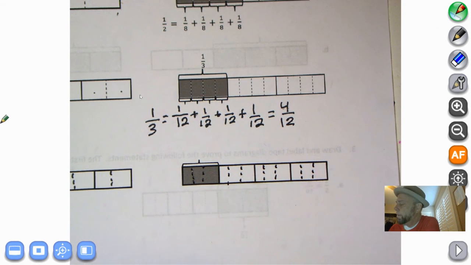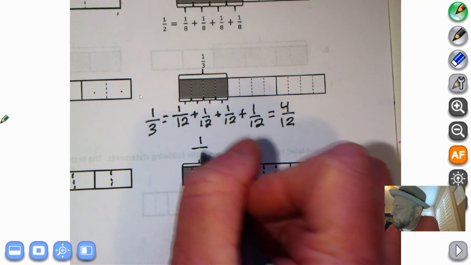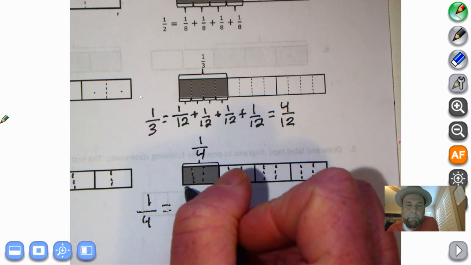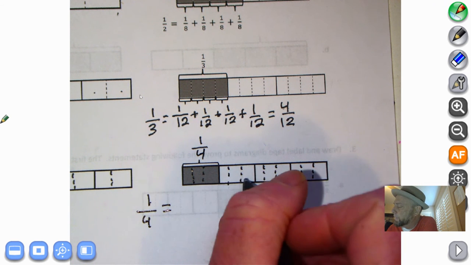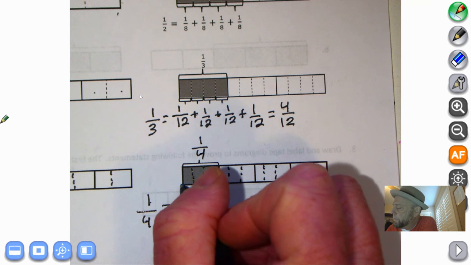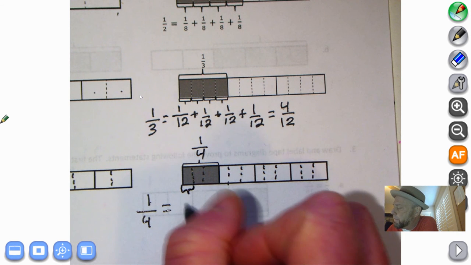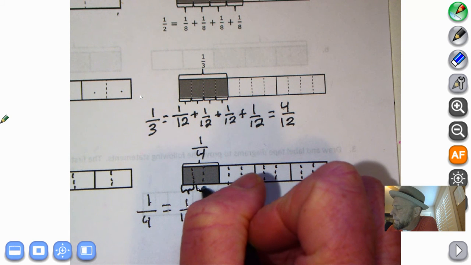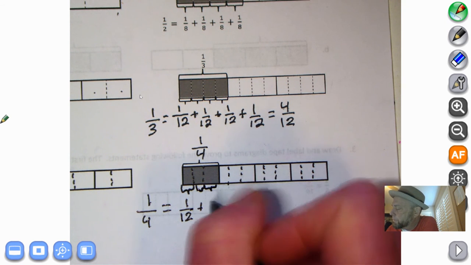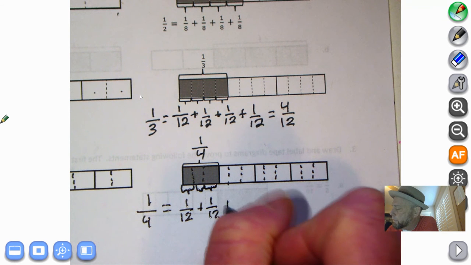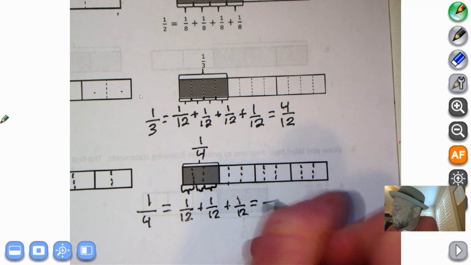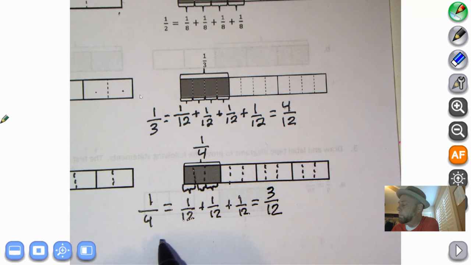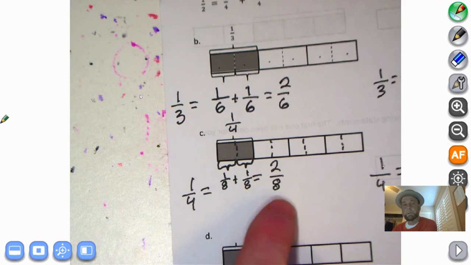And welcome back. Well, we started out with 1/4. And let's see what we get. 1/4 equals what? Well, I have 3 pieces here now. So 1, 2, 3, 4, 5, 6, 7, 8, 9, 10, 11, 12. So this bracket would be 1/12 plus another 1/12 plus 1/12. What do we get? There's the 12th, and 1, 2, and 3. It's 3/12, right? So 1/4 equals 3/12, as well as 2/8.